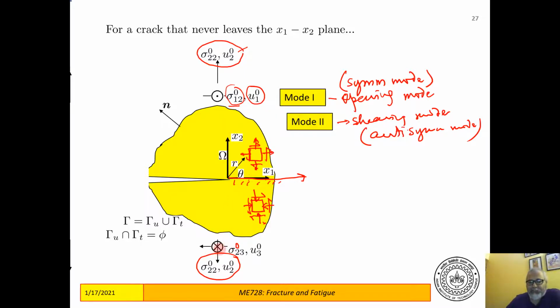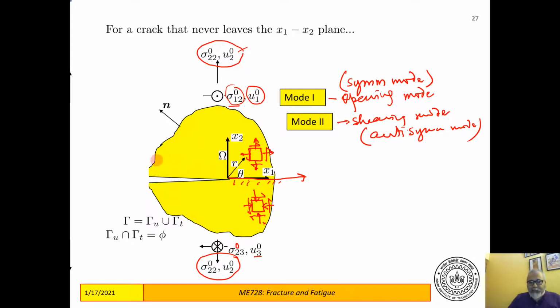So this means that sigma 230 is going into the plane. Sigma 230 is not a stress component in the plane. It is going into the plane, and here sigma 230 is coming out of the plane. Either you can do this, or you can apply U30 going into the plane below and U30 coming out of the plane above, which means that you will actually be in mode 3, or a tearing mode.